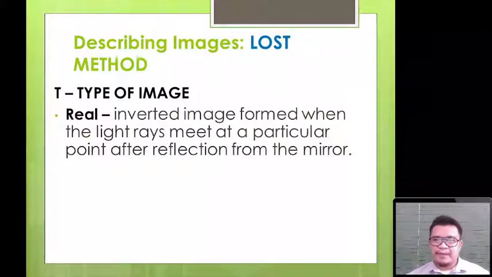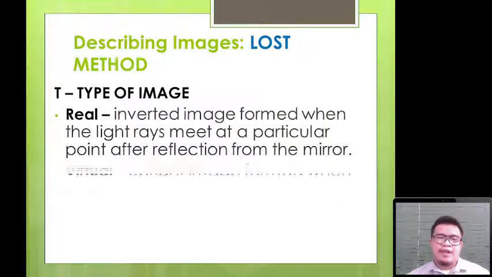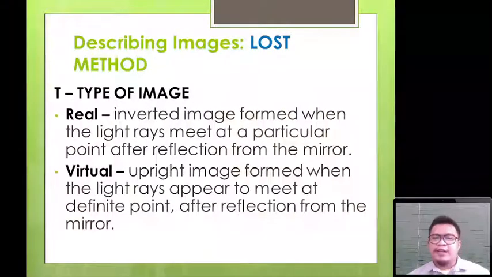Okay? And it is formed when light rays meet at a particular point after reflection from the mirror. And if virtual, it's an upright image, formed when the light rays appear to meet at a definite point after reflection from the mirror.